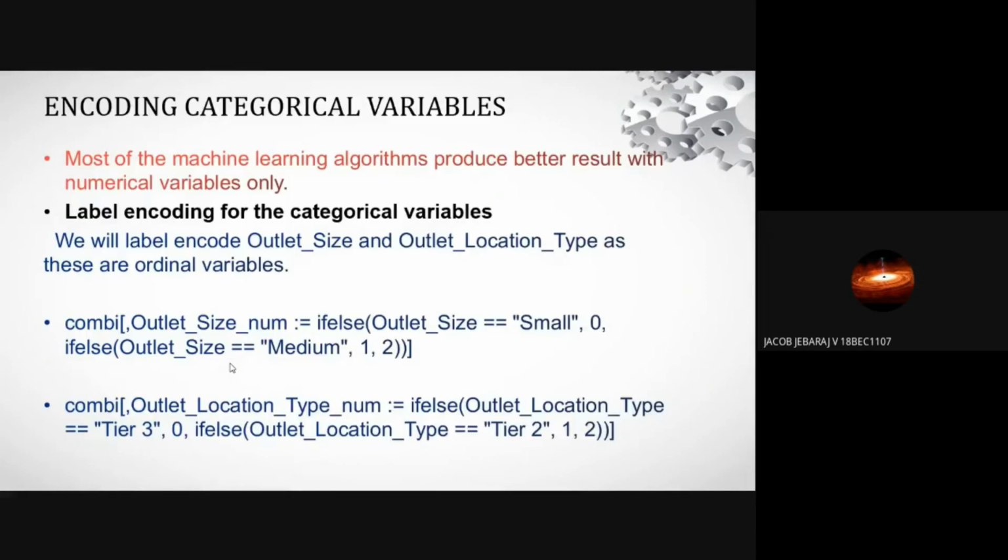Then we have created the first category, second category, third, all those things in the new features. And then label encoding: we have encoded the data as numerical, which is very good for the data set, so we have changed the categorical variable to a numerical variable. Small is 0, medium is 1, and large is 2. Then our supermarkets are located all over the city, so we have divided them into tier 1, tier 2 and tier 3.